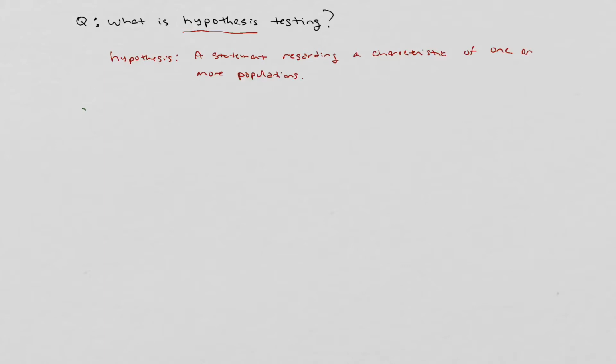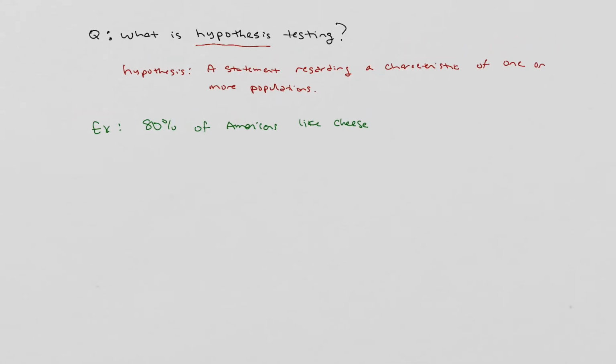So for example, we could say that 80% of Americans like cheese. That is a statement regarding this characteristic of all Americans. In this case, the Americans are the population, and the statement is that 80% of the population likes cheese.